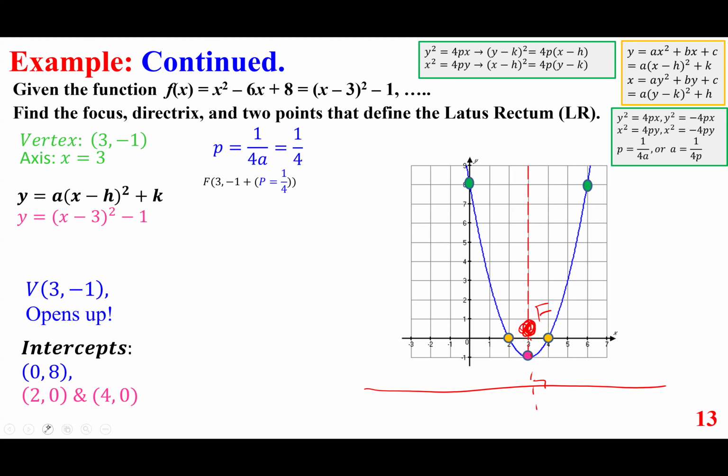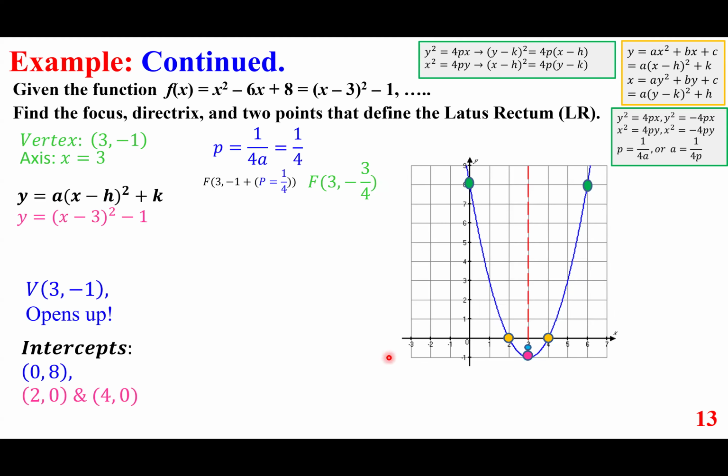Okay, let me now erase my work. So we have the same x coordinate, we have the same y coordinate plus p, which is 1/4. So it becomes 3 and negative 3/4. That's the location. Again, this is hard to register, but you know what I mean.